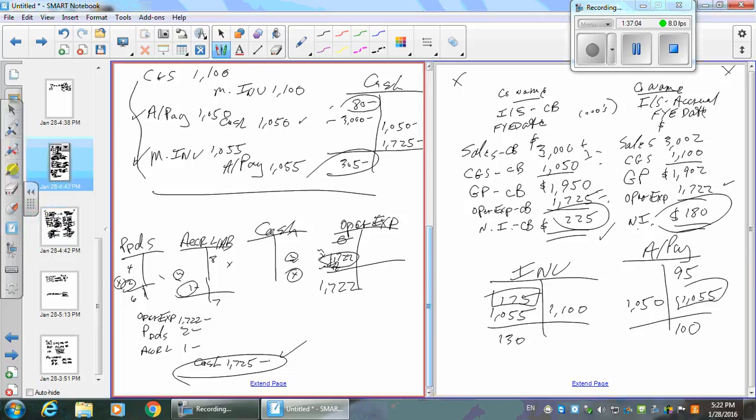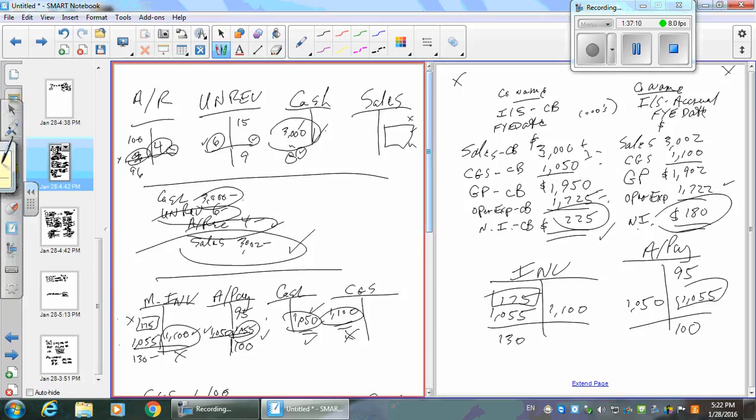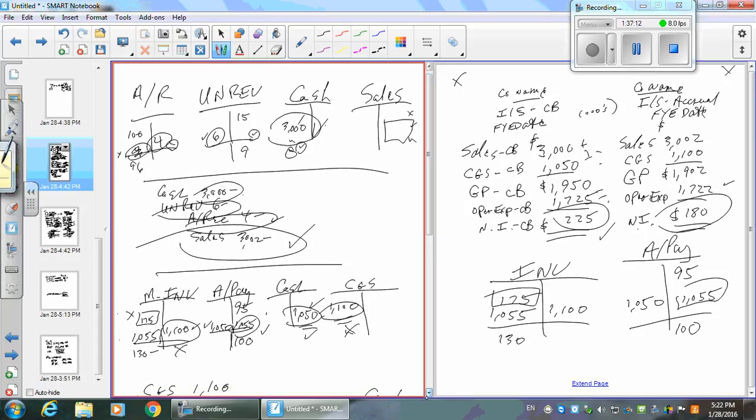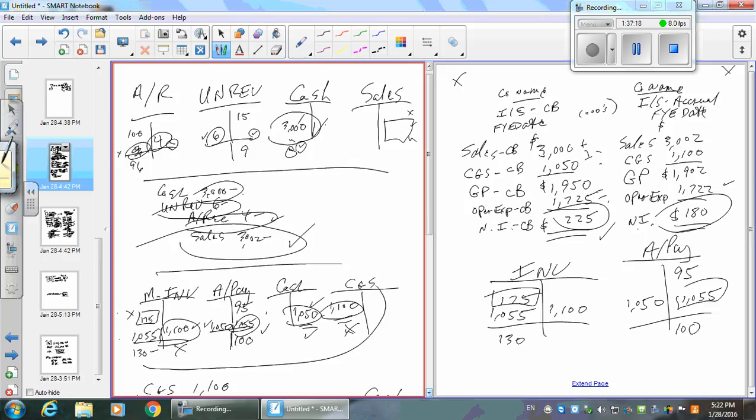But we don't just want those entries, though. We want the change, don't we? So look at the changes in the accounts, inventory and accounts payable. People at home should have it in front of them too. What happened to inventory? Started at 175, went down to 130. That's debit cost of goods sold and credit inventory. My cost of goods sold is really 45 more than the cash I paid out.